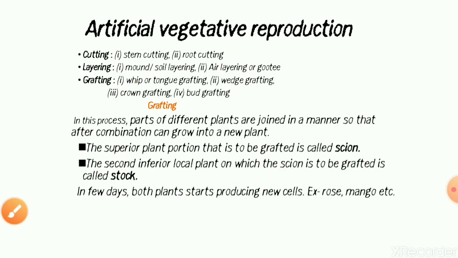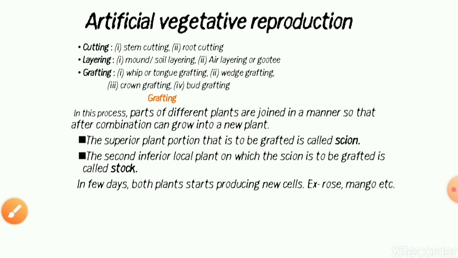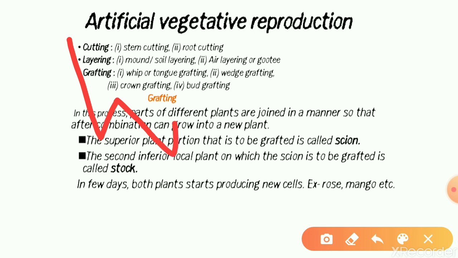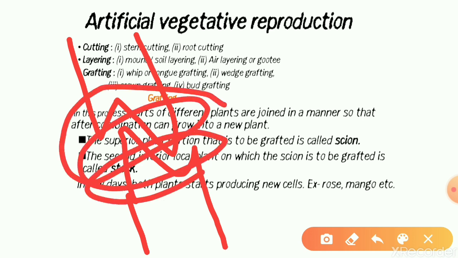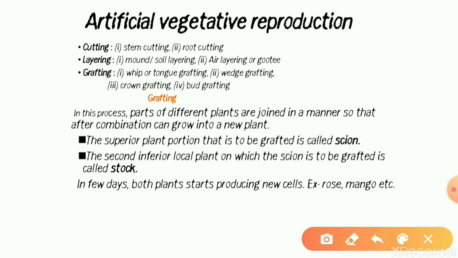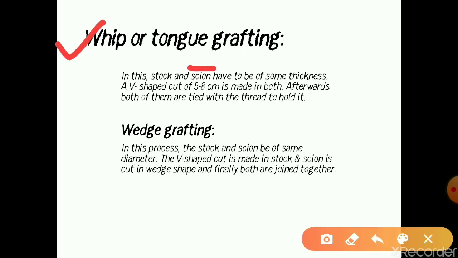So after combining scion and stalk, they tightly bind to each other, and after some days both plants start producing new shoots and form a new plant. Examples of this grafting are rose and mango. Clear, students? In the next slide we'll be talking about whip and tongue grafting.